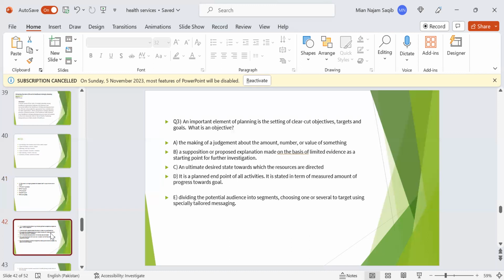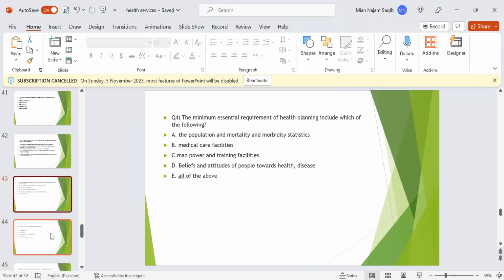Question 3. An important element of planning is the setting of clear-cut objectives, targets, and goals. What is an objective? A. The making of a judgment about the amount, number, or value of something. B. The supposition or proposed explanation on the basis of limited evidence as a starting point for further investigation. C. Ultimate desired state to which the resources are directed. D. It is the planned endpoint of all activities. It is stated in terms of the measured amount of progress towards a goal. Or E. Dividing potential audience into segments, choosing one or several to target using especially tailored messaging. The answer is D, yes.